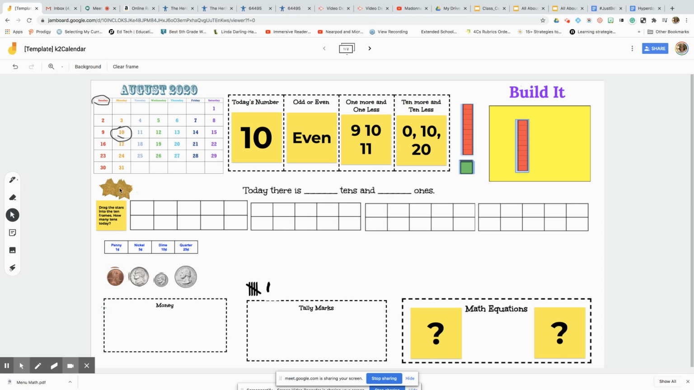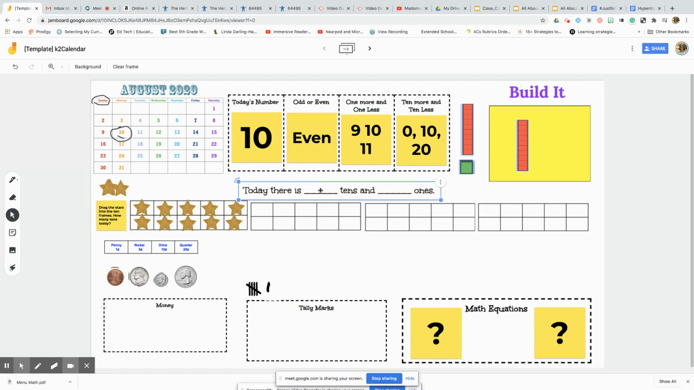Excellent. So let's move our stars. How many stars should I fill up? 10. A whole box. One whole box. Very good. Can you count with me? How many so far? 5, 6, 7, 8, 9. Oops. What's wrong? 10. There you go.